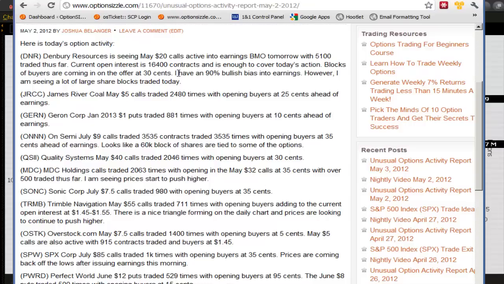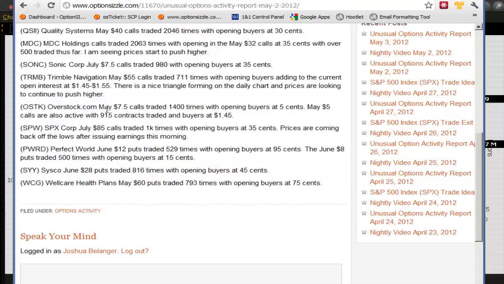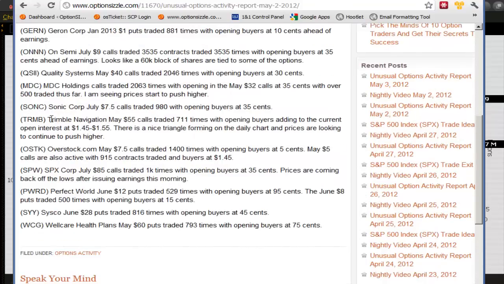With the option activity, we also want to focus in on the earnings names. Now, earnings to me are a bit of a wild card, and you have to understand them. There's a lot of names that come across at times, and in my wording, you could tell by things that I like. If I give a little bit more emphasis, like with Trimble Navigation, I said there's a nice triangle forming on the daily chart, and prices are looking to continue to push higher. You could tell I'm bullish on that, but that's not an earnings name.